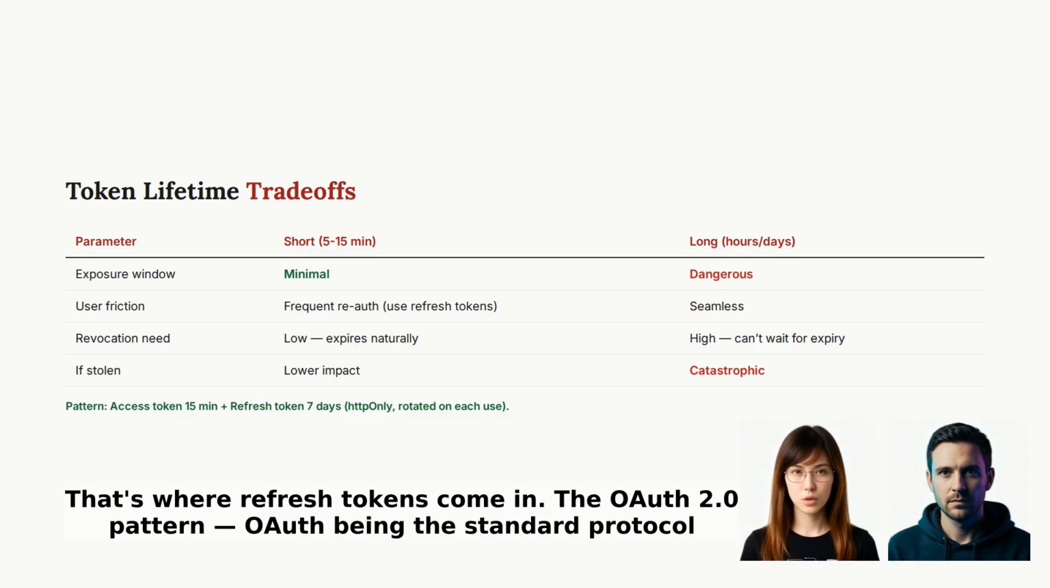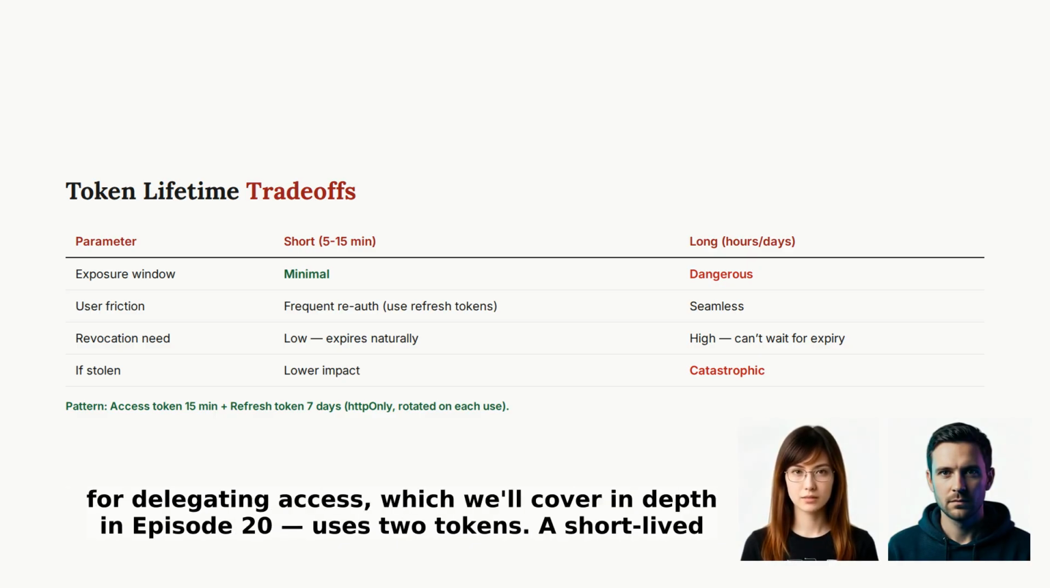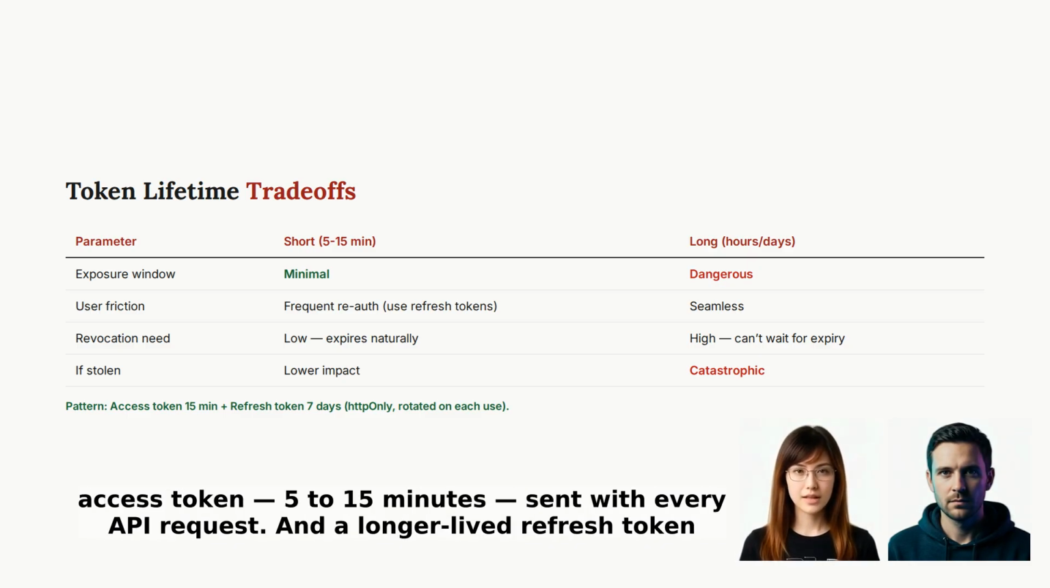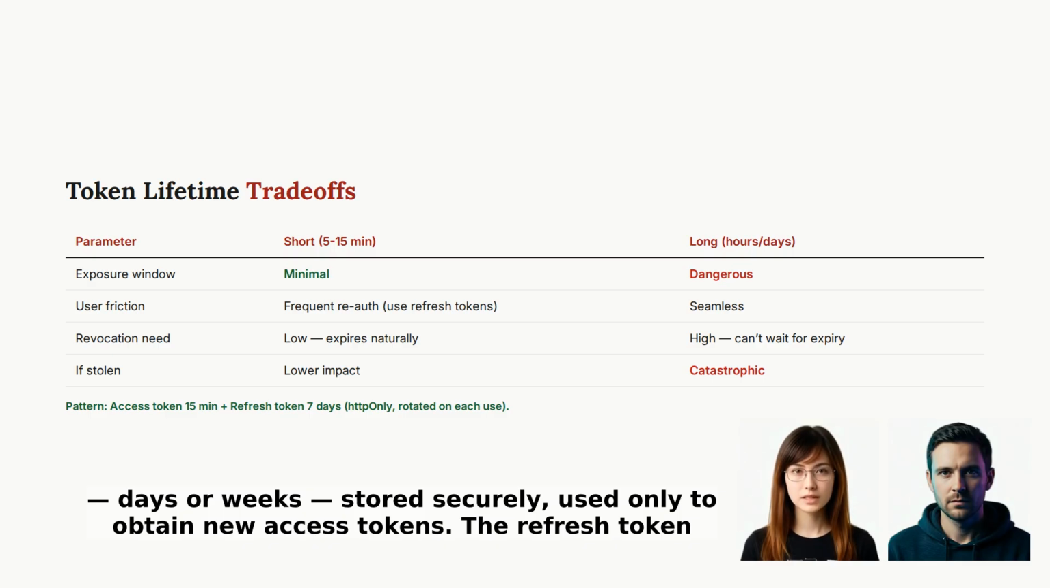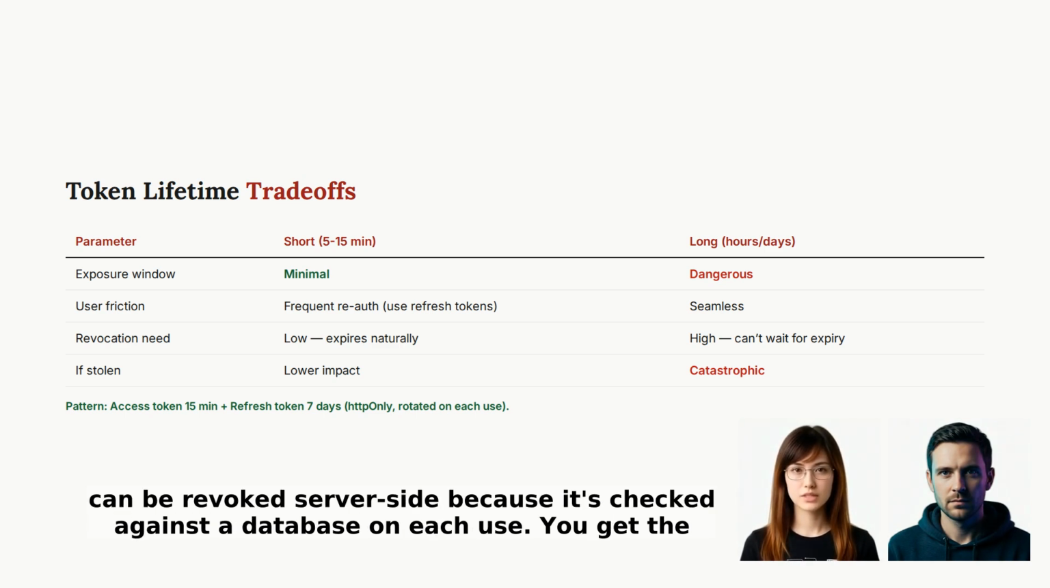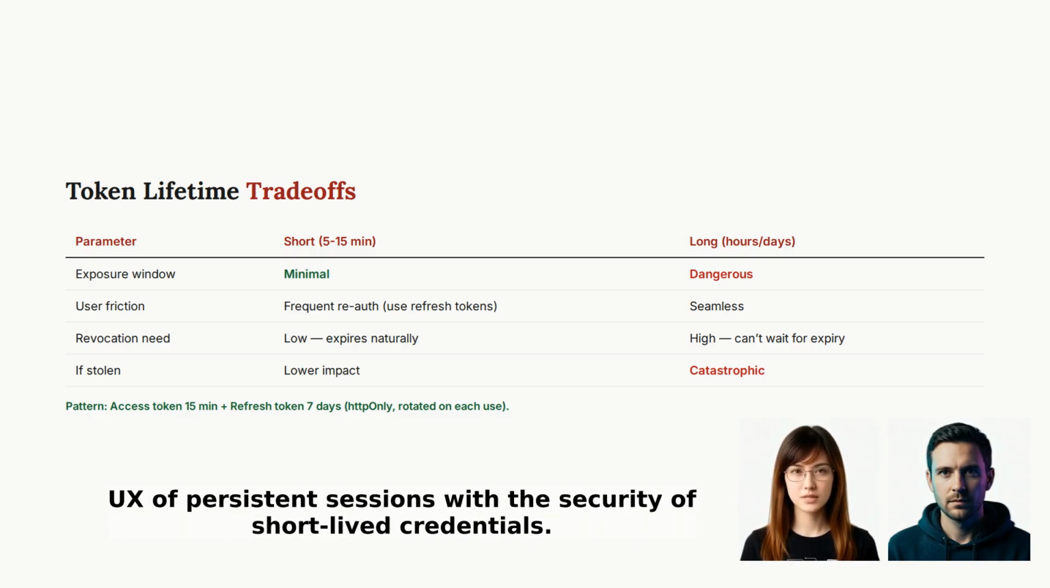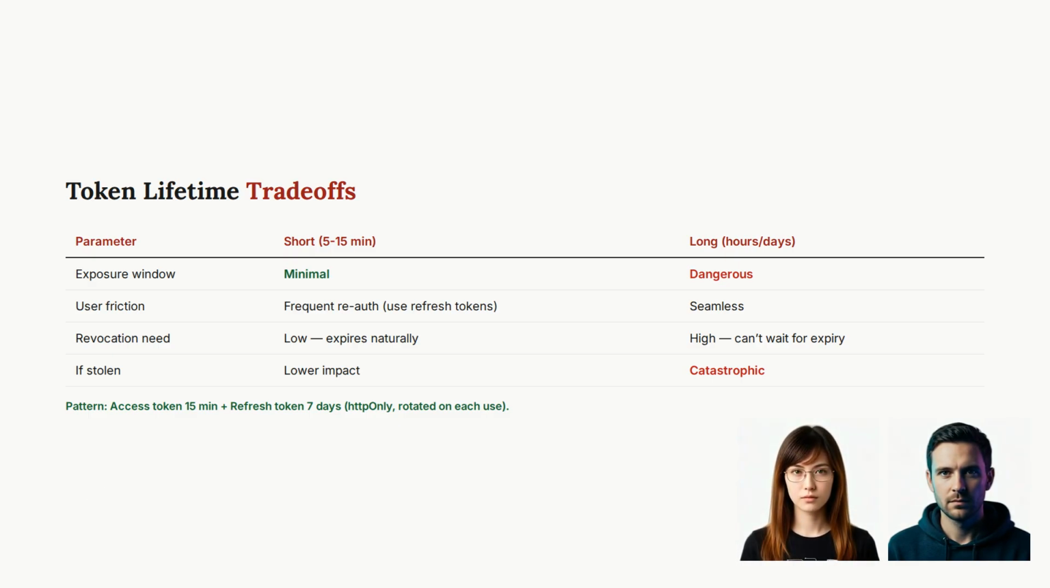The OAuth 2.0 pattern, OAuth being the standard protocol for delegating access, which we'll cover in depth in episode 20, uses two tokens. A short-lived access token, 5 to 15 minutes, sent with every API request, and a longer-lived refresh token, days or weeks, stored securely, used only to obtain new access tokens. The refresh token can be revoked server-side because it's checked against a database on each use. You get the UX of persistent sessions with the security of short-lived credentials.